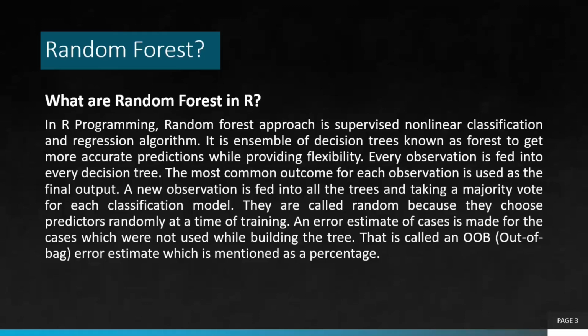They are called random because they choose predictors randomly at the time of training. An error estimate is made for the cases which were not used while building the tree. That is called OOB, which means out-of-bag error estimate, which is mentioned as a percentage.